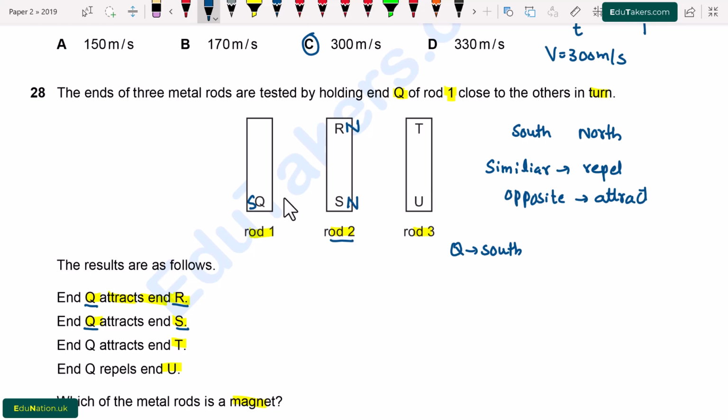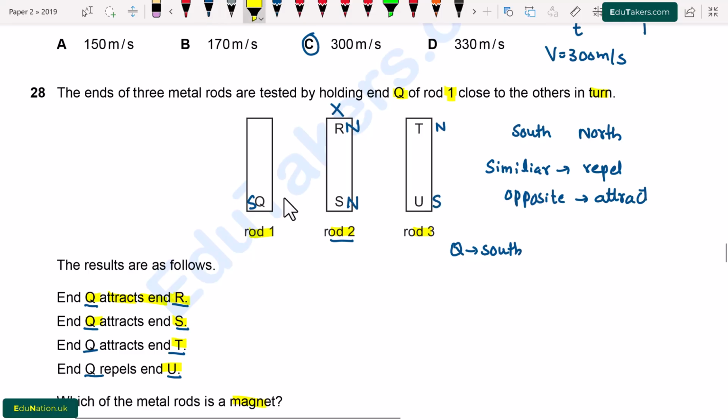So we see in rod 2 that both of the poles are north. So this is not a magnet. For a magnet, there should be one north and one south pole. Now the next statement is that end Q attracts the end T. If I suppose that this end T is north, because Q is south, the end Q repels U. So the end Q repels the U. It means that U should be south.